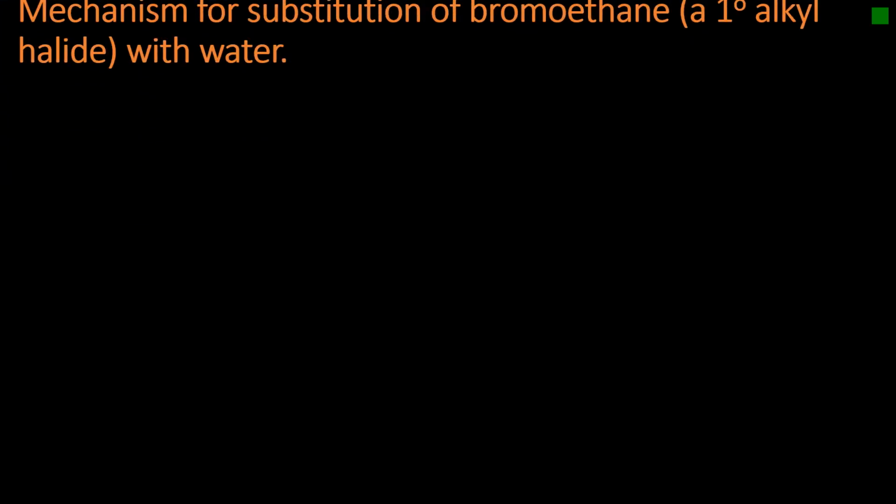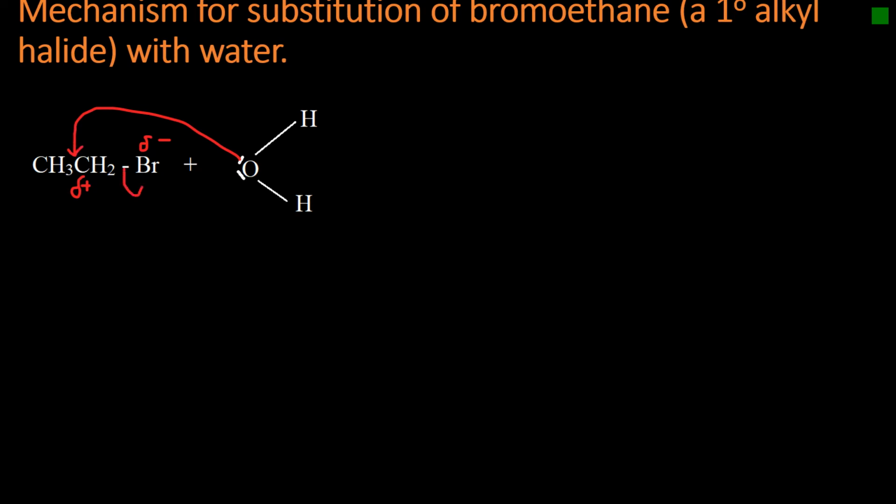Mechanism for substitution of bromoethane, a primary alkyl halide, with water. Here we have two chemical species, a nucleophile, which is water, and bromoethane, which is a substrate. Bromoethane has acquired partial positive and partial negative charge due to the high inductive effect of bromine in the molecule. Bromine is partially negatively charged because it is withdrawing electrons from carbon, which becomes partially positively charged. The positive charge of carbon is attracting the electrons from the water molecule, and these repel the electrons of the bond between bromine and the carbon, breaking it and forming a bromide ion and an oxonium ion.